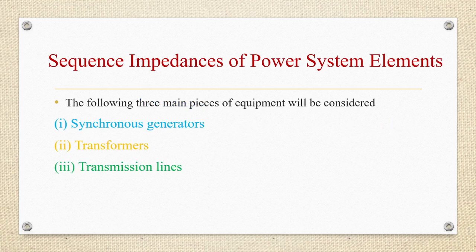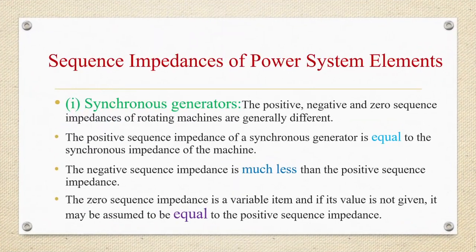So the following three main pieces of equipment will be considered for analysis, that is synchronous generators, transformers and transmission lines. Let us first see the synchronous generators. Positive, negative and zero sequence impedances of rotating machines are generally different. Positive sequence impedance of the generator will be equal to the synchronous impedance of the machine. Negative sequence impedance will be much less than the positive sequence impedance. And zero sequence impedance is a variable item, and if this value is not known, then we assume that it is equal to positive sequence impedance.